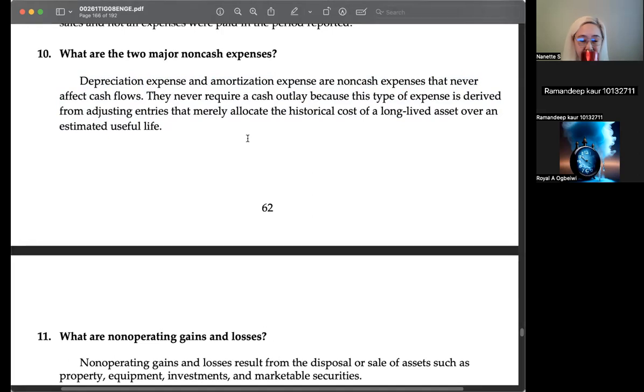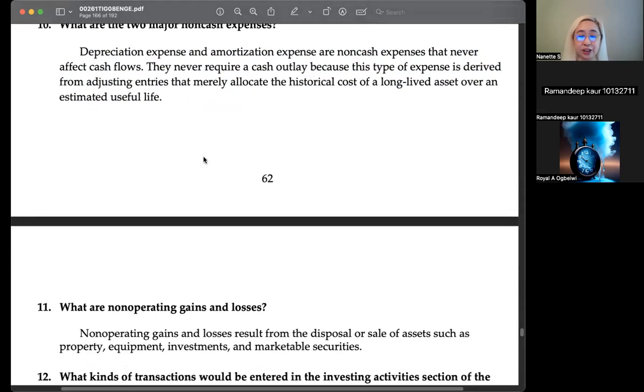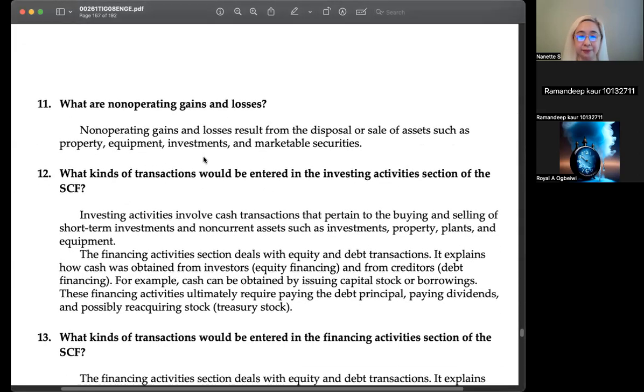Depreciation expense and amortization expense are non-cash expenses that never affect cash flow. They never require a cash outlay because this type of expense is derived from adjusting entries that merely allocate the historical cost of a long-lived asset over an estimated useful life. Right, so you have your depreciation expenses and amortization expenses.